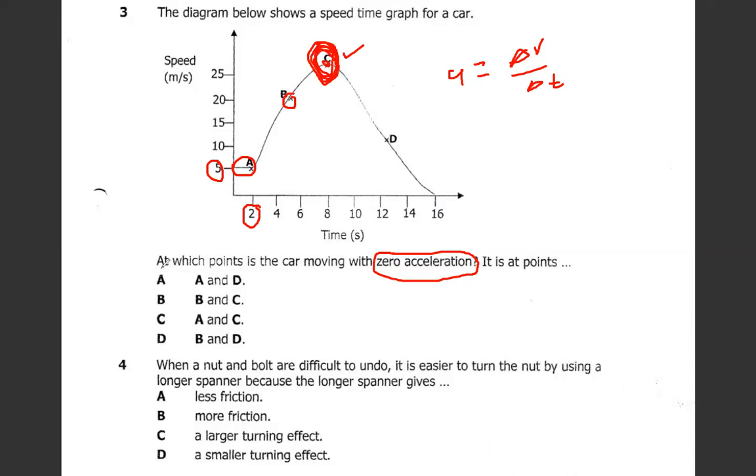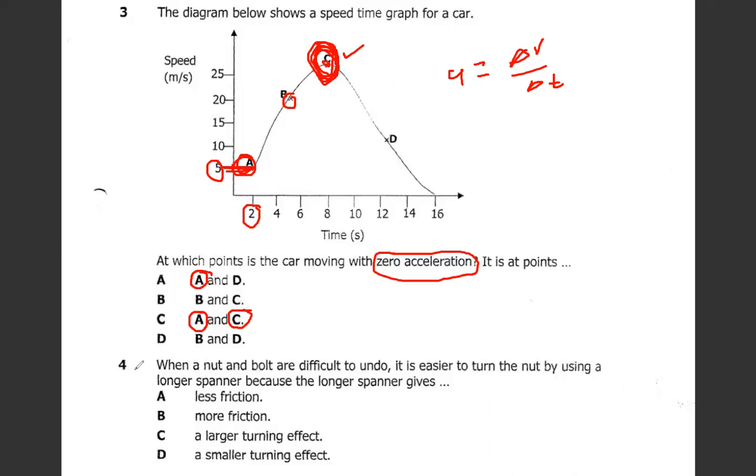Now, what is the question saying? At which points is the car moving with 0 acceleration? At this point here, we can see that the graph was horizontal. So at point A, the car was moving with a constant velocity, which is 0 acceleration, as well as point C. And therefore, these two are the combination for the perfect answer.